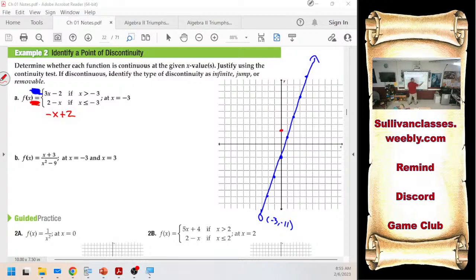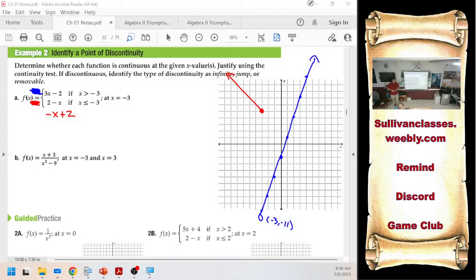Slope is -1. So down one, over one, down one, over one, down one. But I only care about this graph from -3 back. So I go to x is -3. I make that a closed circle because it says or equal to, and I follow this line. Everything else doesn't matter. That's what my graph looks like.